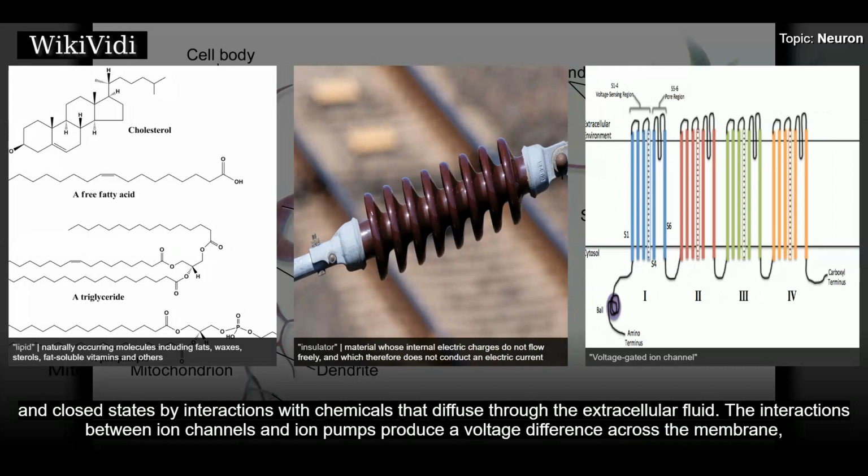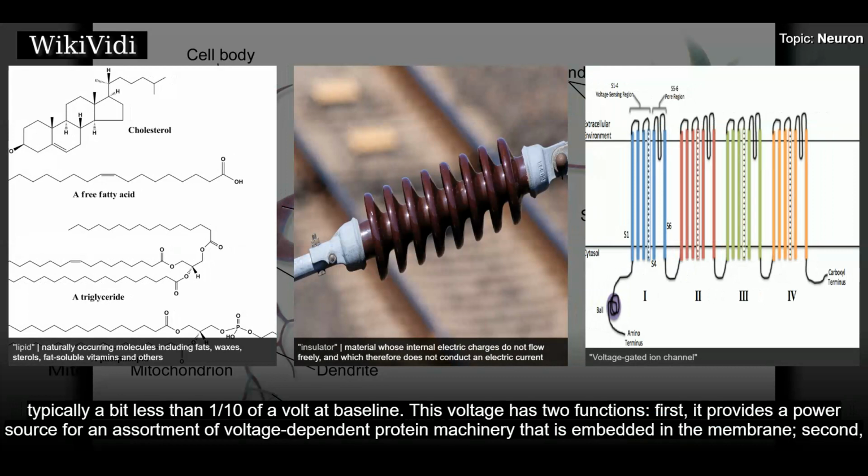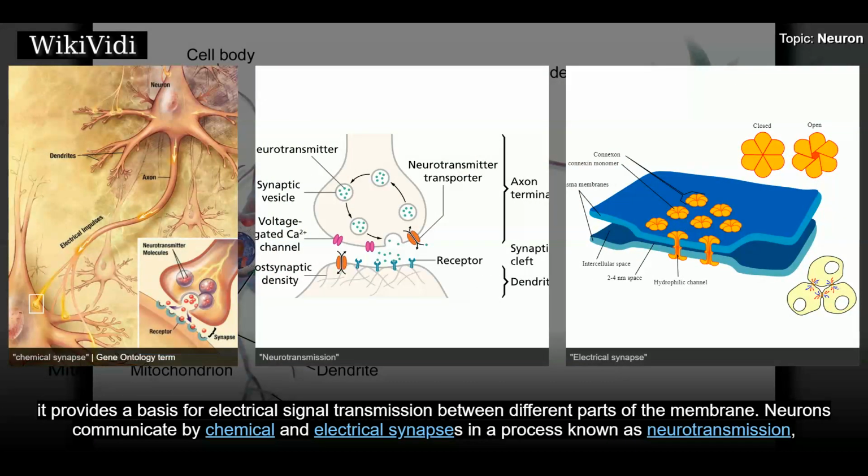The interactions between ion channels and ion pumps produce a voltage difference across the membrane, typically a bit less than 1/10 of a volt at baseline. This voltage has two functions. First, it provides a power source for an assortment of voltage-dependent protein machinery that is embedded in the membrane. Second, it provides a basis for electrical signal transmission between different parts of the membrane.